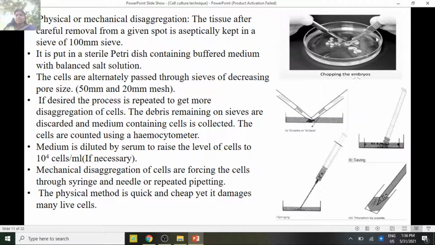This is the sieve, means with pores, with a different cut of pores. It is put in a sterile petri dish containing buffered media with a balanced salt solution. The cells are alternatively passed through the sieve. That is, the cells are pressed through the sieves. See, after isolating the tissue, here it is a chopping method. Chopping of the embryo is shown here.